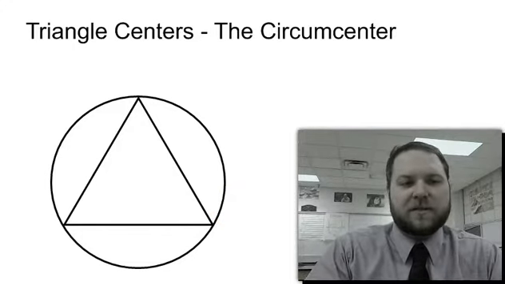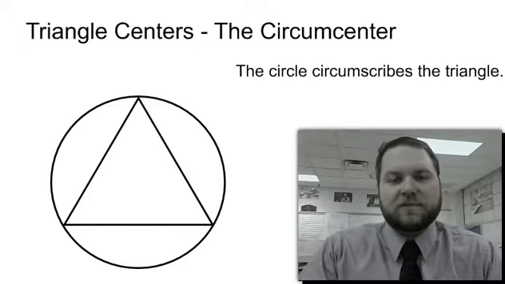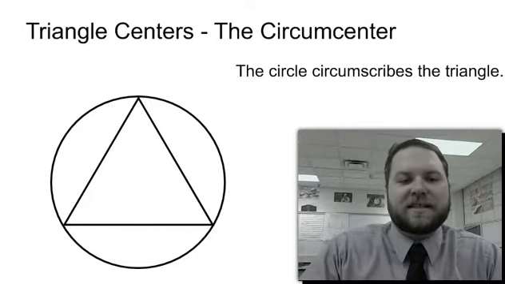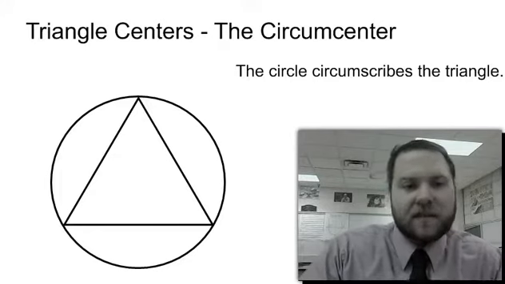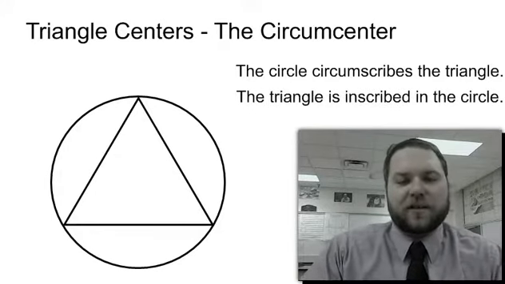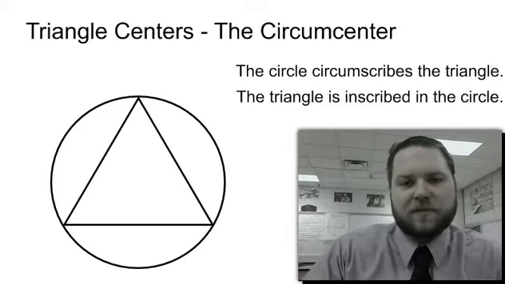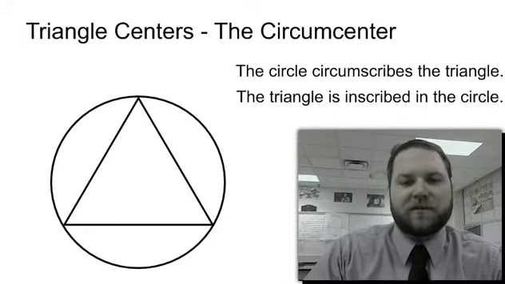So to describe this situation, we say that the circle circumscribes the triangle. So if one figure circumscribes another, that means it is fit as closely to the outside of that figure as possible. Now we can also say about the triangle on the inside that the triangle is inscribed within the circle. So the figure on the outside is circumscribed and the figure on the inside is inscribed.